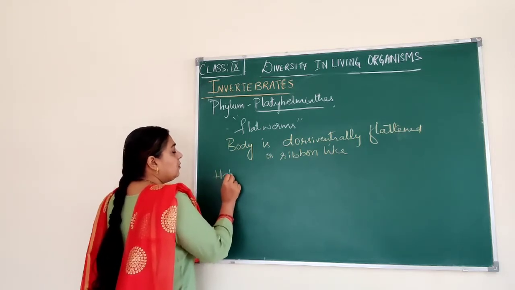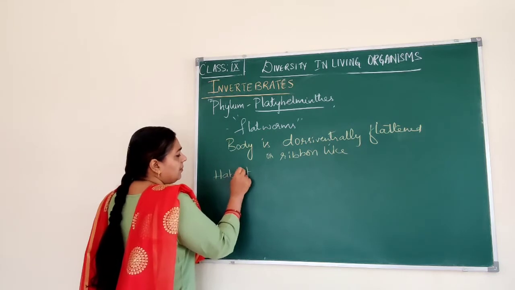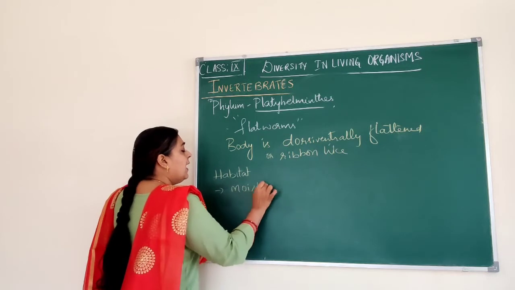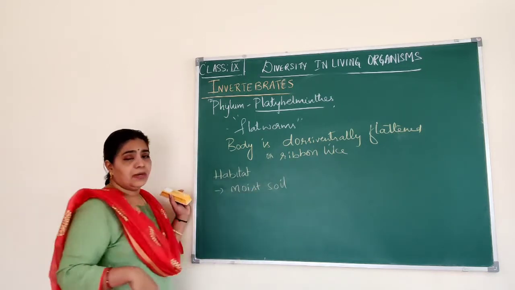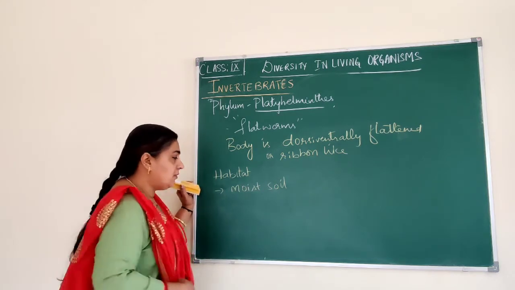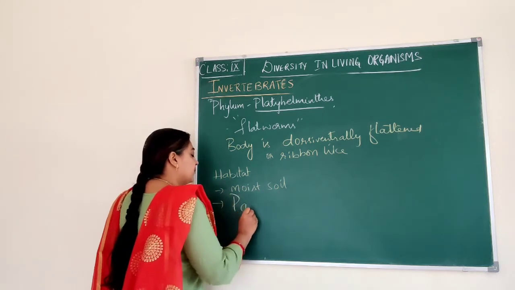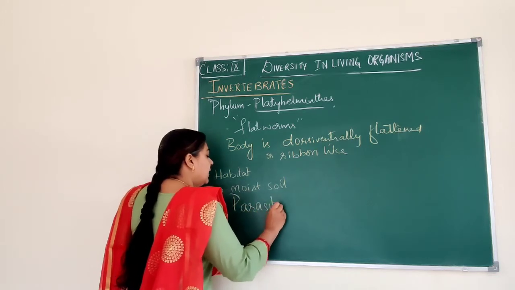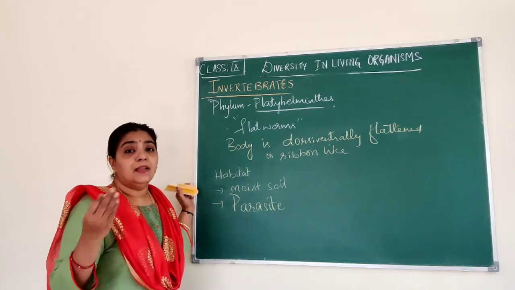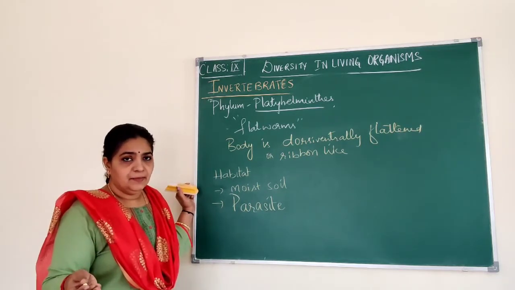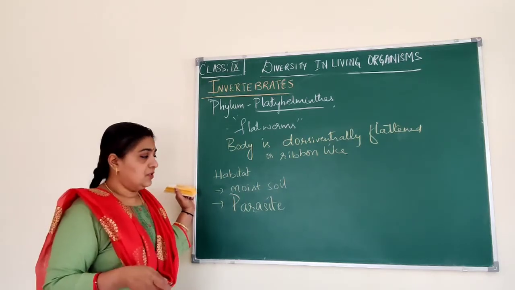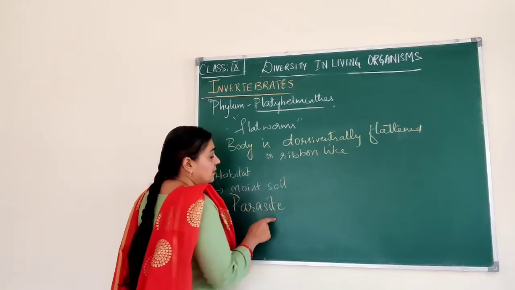Now let us take where they live. Coming to their habitat, they may be present in moist soil. Most of the organisms included under Platyhelminthes are parasitic forms. You know what a parasite is, right? Parasites are organisms which live in the body of another organism, the host, and derive their nutrition from that host only. So most of them are parasites.